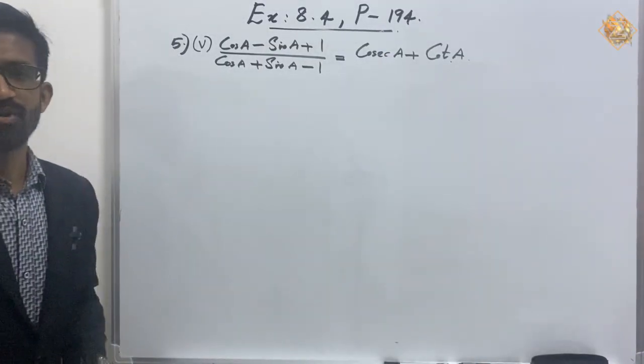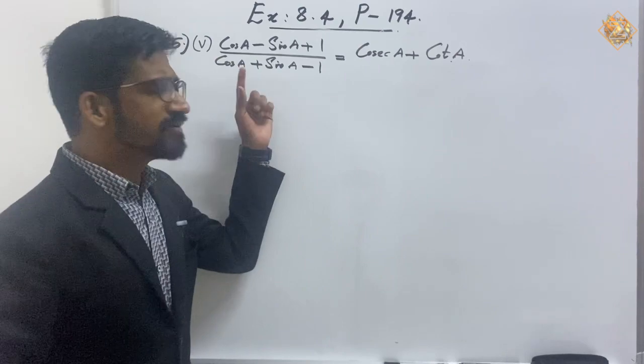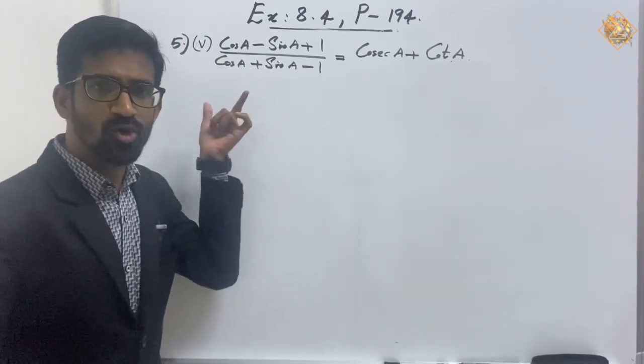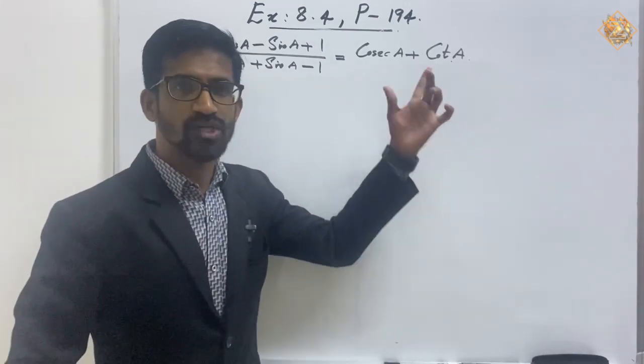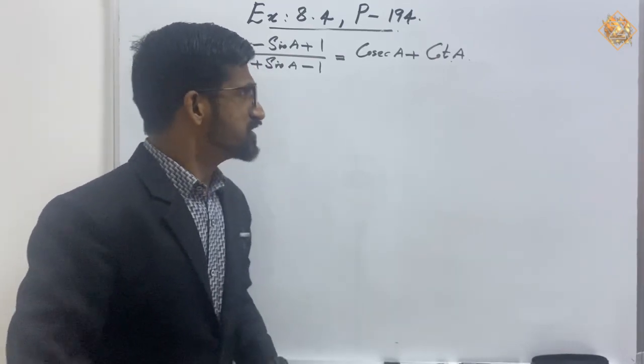Hi students, now please look at question number 5 of page number 194. In the question it is given, prove that (cos A minus sin A plus 1) by (cos A plus sin A minus 1) equal to cosec A plus cot A. This is a very important question.